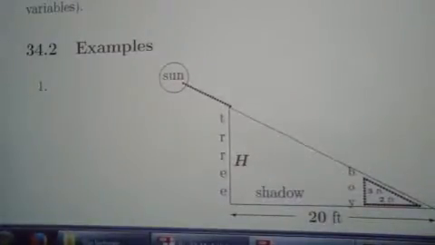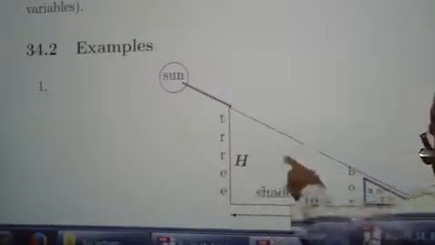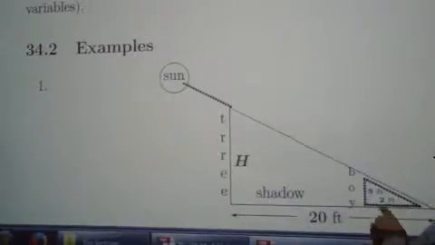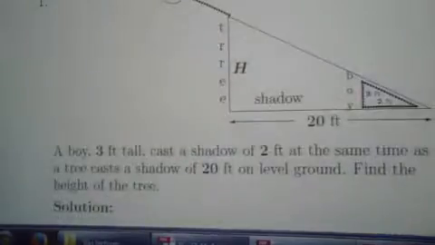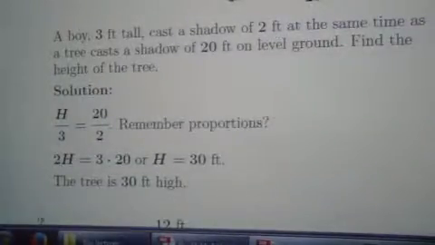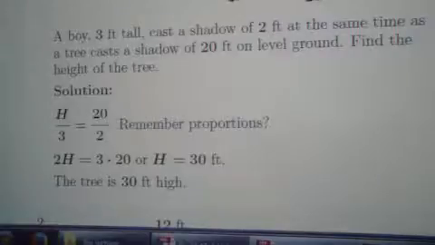So you can make ratios. You are interested in H. H is to 3 as 20 is to 2. And when you crank that out, you find that H is 30. So the tree is 30 feet high.